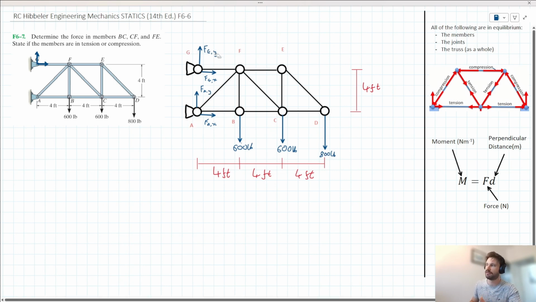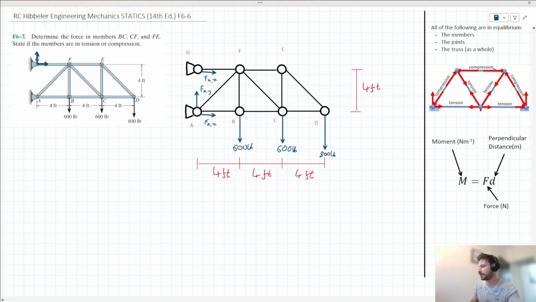One thing to note, however, is at joint G, if FGY existed, there would be nothing vertical to counter it, right? So we can almost rule out FGY as a force here, and we're left with these three external support forces. Okay, so let's get started with this problem then.